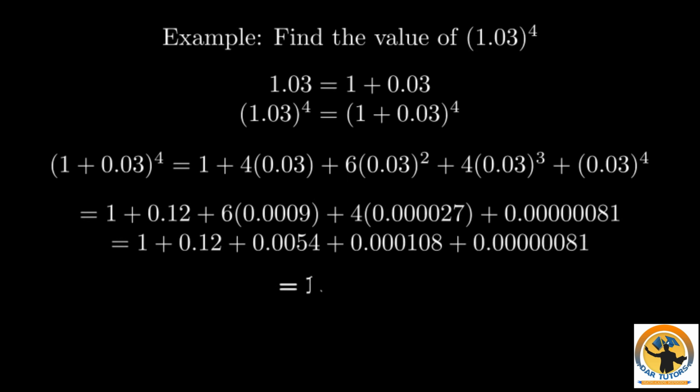Adding these values together, we get 1.125508881. This is the exact value. For larger powers, we would typically only calculate the first few terms to get an approximation. For example, if we only use the first 3 terms, we would get 1.1254, which is a very good approximation.